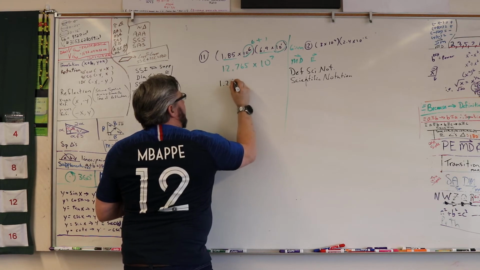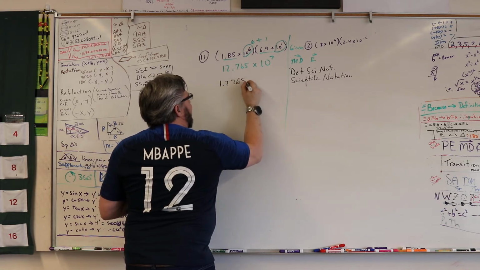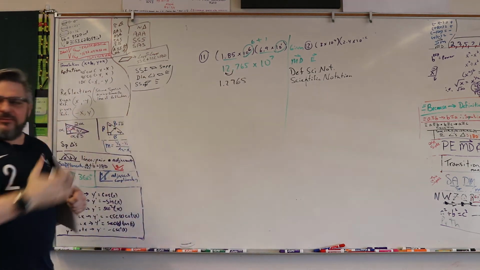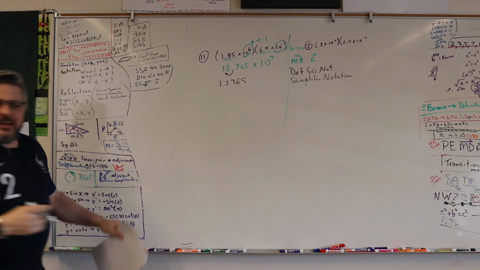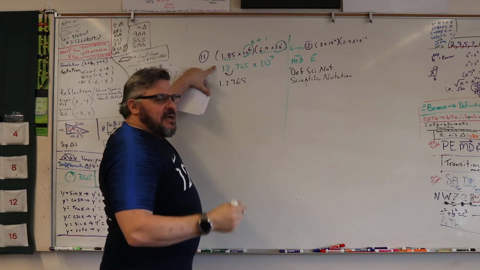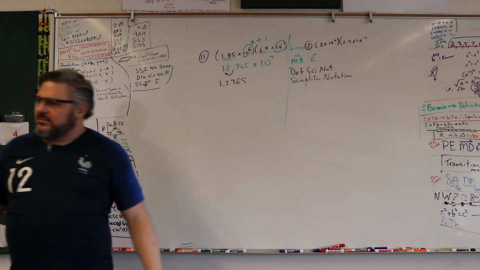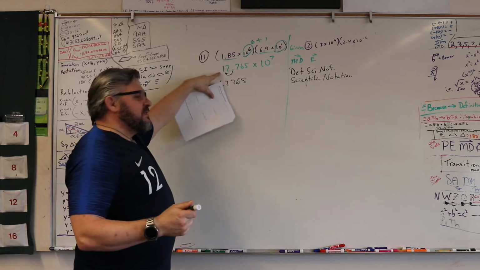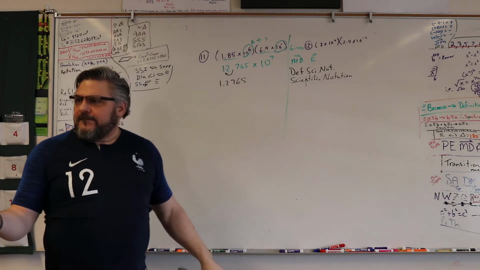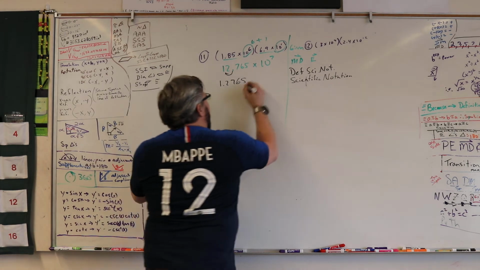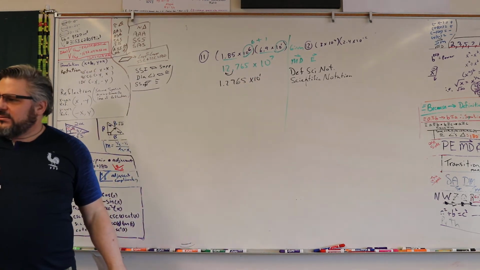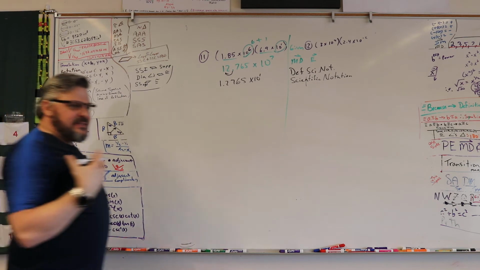So 1.2765, right? Now, how far did I move this? I moved it over 1, right? That means to get it back to there, I need to multiply it by a 10, right? So 10 times 1.2 is 12, isn't it? So that means I have 1 ten that I've added. Does that make sense?